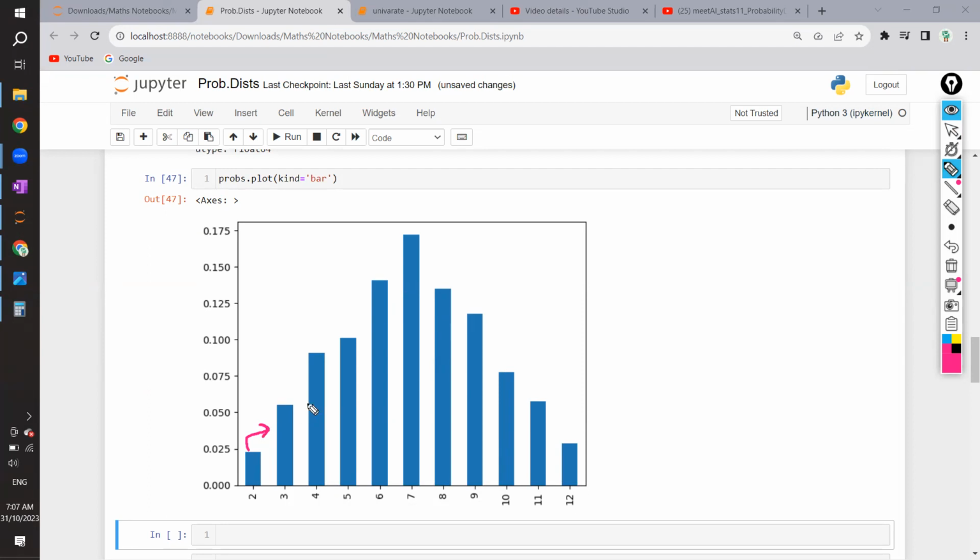Similarly, the probability of 3 will always be less than 4. 4 will always be less than 5. 5 will always be less than 6. 6 will always be less than 7.